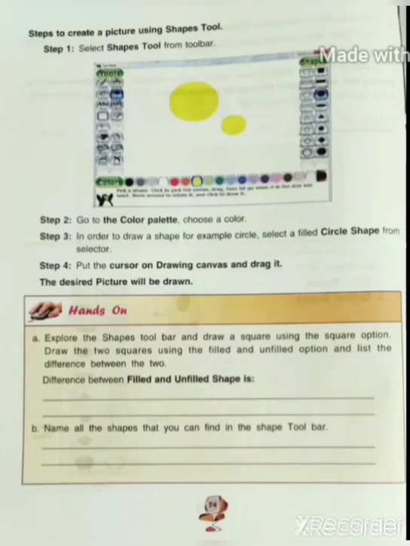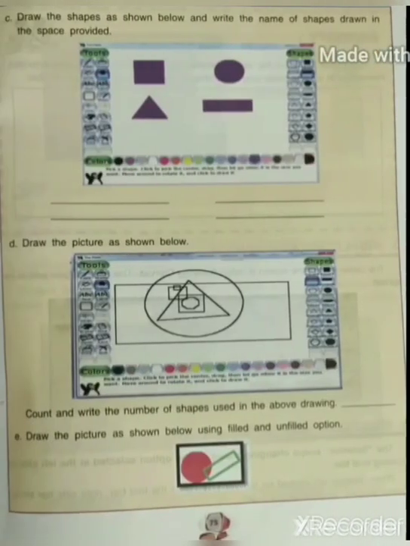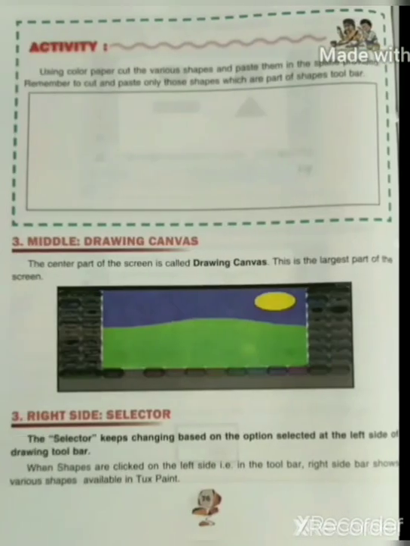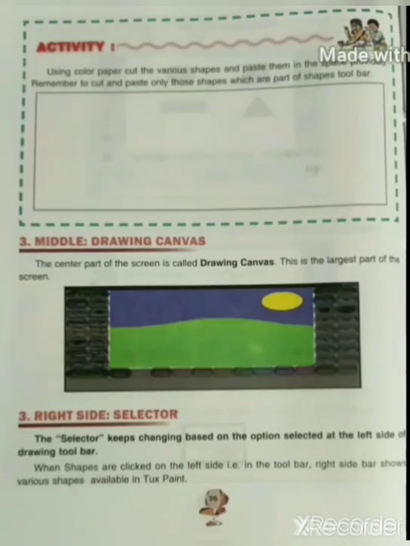Now on this page there is a hands-on activity, and we are not going to do it right now. On page number 75, there is a hands-on activity again, so we are not going to do it right now. Now on page number 76, there is one activity. Let's read it. Using color paper, cut the various shapes and paste them in the space provided.